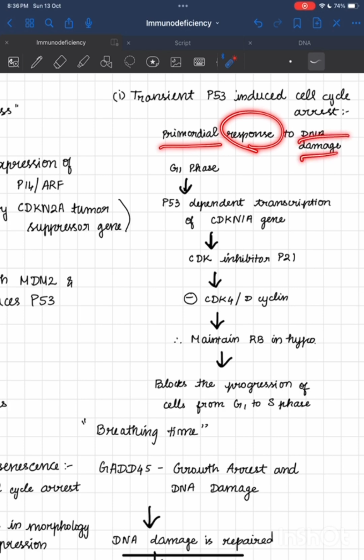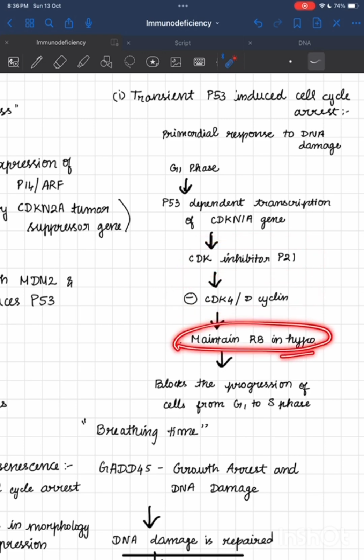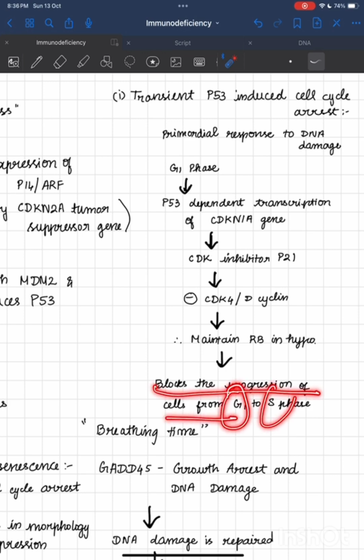This is the primordial response to DNA damage. There will be a cell cycle arrest transiently. If the DNA damage is corrected, then the cell cycle will continue. If not, it will end in apoptosis. So in G1 phase, there is P53 dependent transcription of the CDKN1A gene. So there is a CDK inhibitor P21 which inhibits the cyclin, so it maintains RB in hypophosphorylated state. Hypo means it is in an active state. It is a guardian angel. So it won't allow the cell to enter the cell cycle. It blocks the progression of the cell from G1 to S phase.